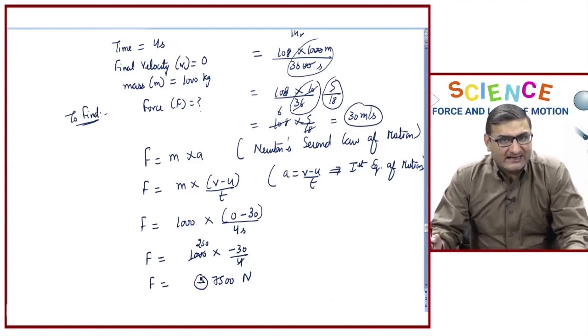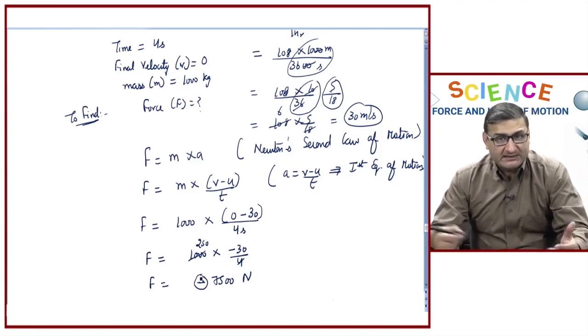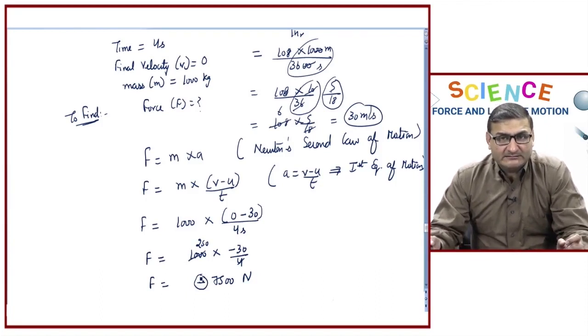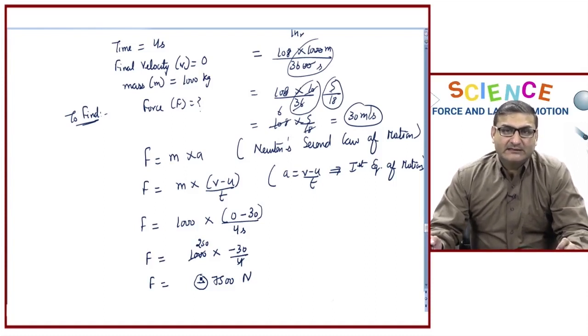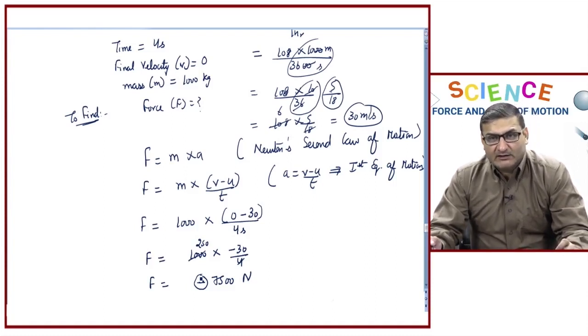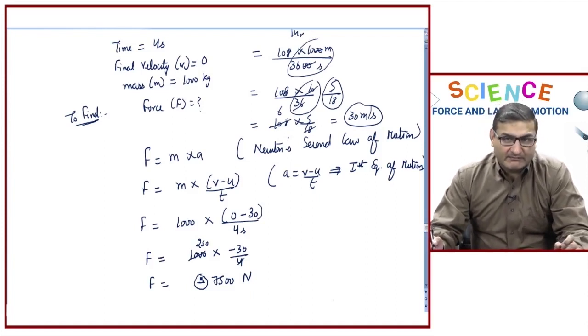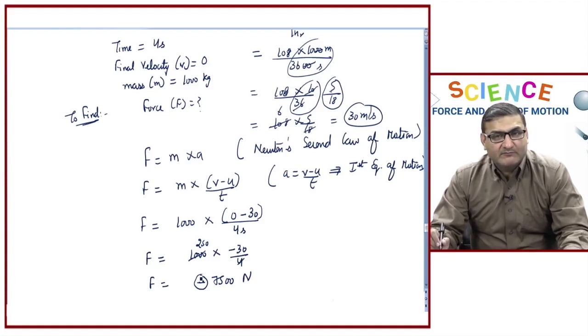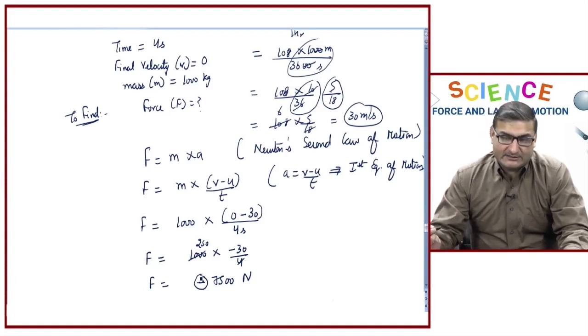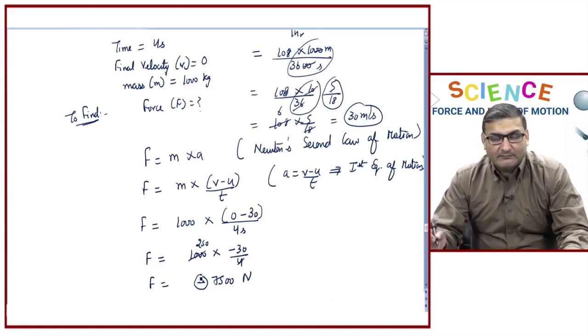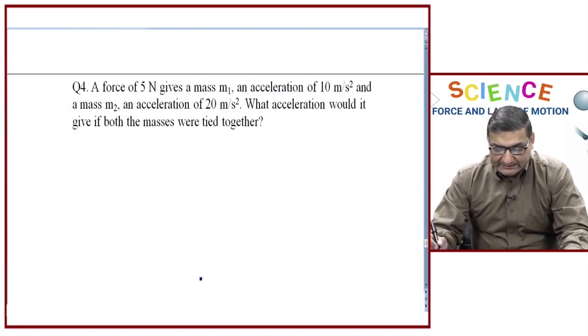Now the force, can it be in minus? It is coming out to be in minus. This minus sign indicates that it is the opposing force. It is in opposition to the direction of the motion of the car, right? So this minus sign is not basically a negative force, but the force is in the opposite direction. So this is the amount of force required to stop that particular motor car. Understood? Now let us see the next question.